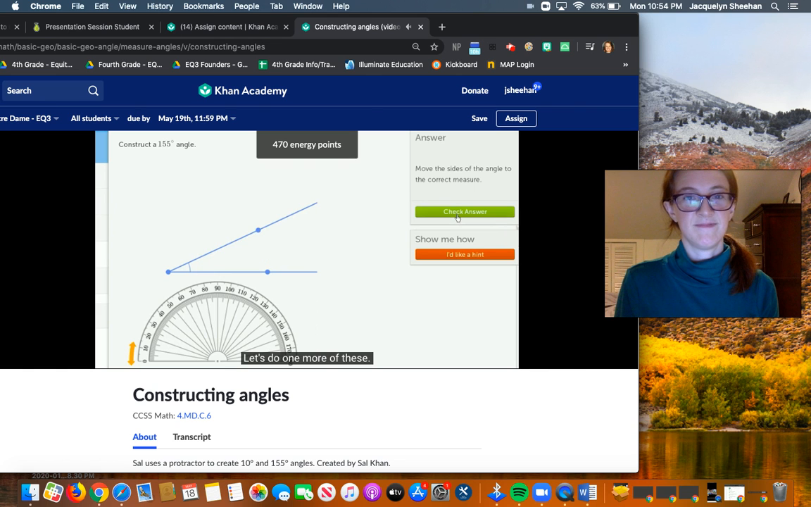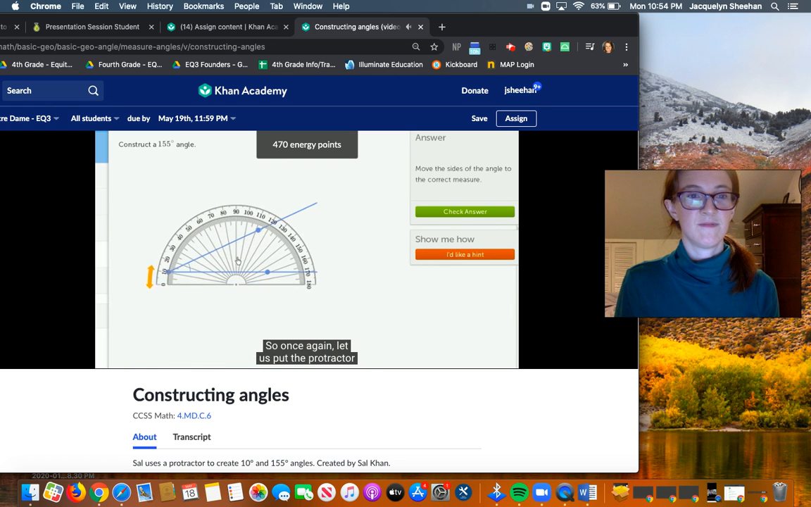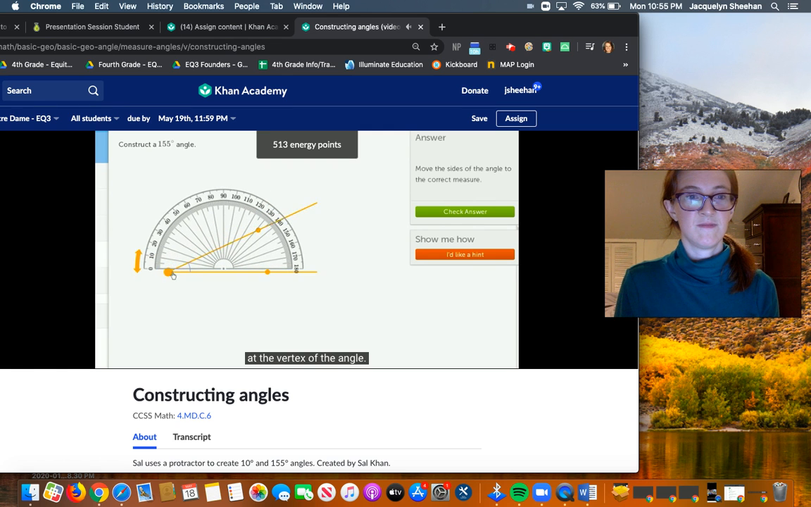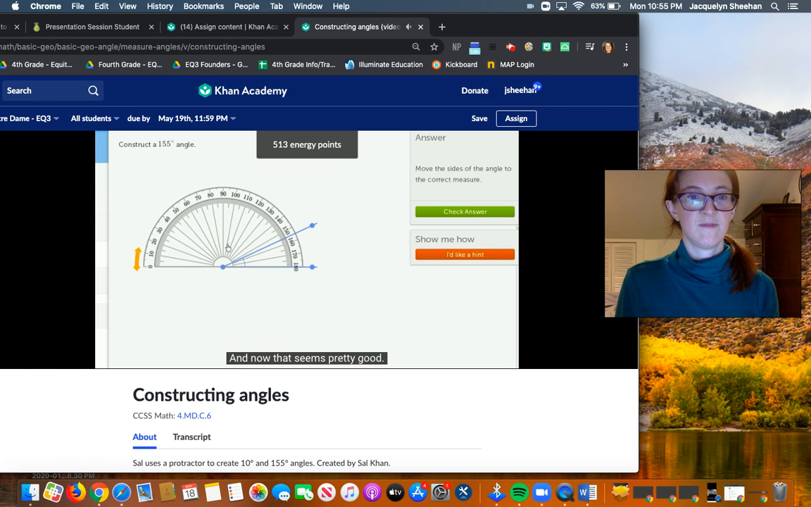Let's do one more of these. 155-degree angle. This one's interesting because this is an obtuse angle. So once again, let us put the protractor at the vertex of the angle. So just like that. And now, that seems pretty good. Now let's take one ray and put it at 0 degrees, and then let's take the other one and put it at 155.